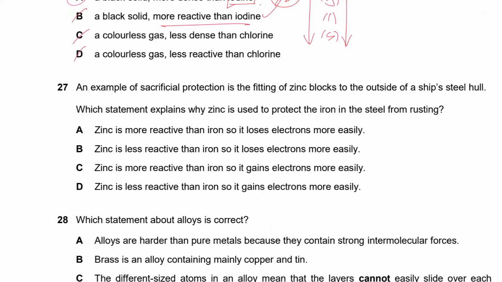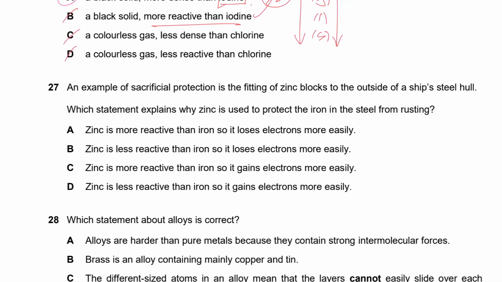An example of sacrificial protection is shown. Steel hull, zinc blocks are outside the steel hull. Which statement explains why zinc protects iron from rusting? Because zinc is more reactive than iron, therefore it has a greater tendency to lose electrons. So zinc is going to lose electrons and get oxidized itself, and prevent the iron in steel from rusting. Zinc is more reactive than iron, so it loses electrons more easily, gets oxidized itself, but protects iron.